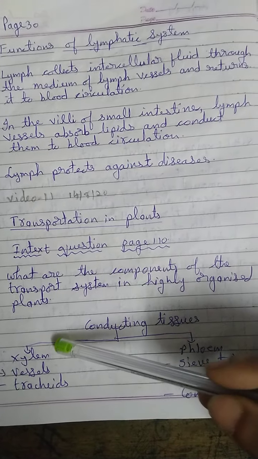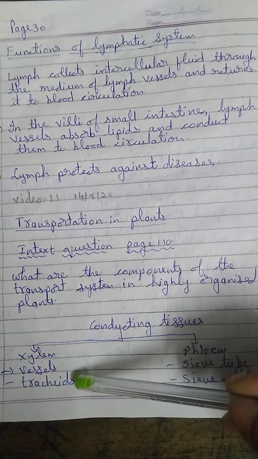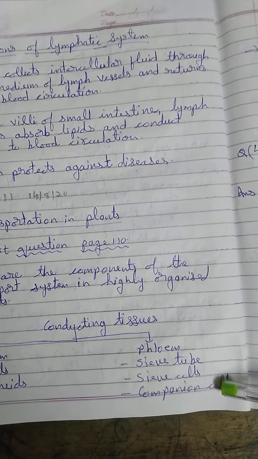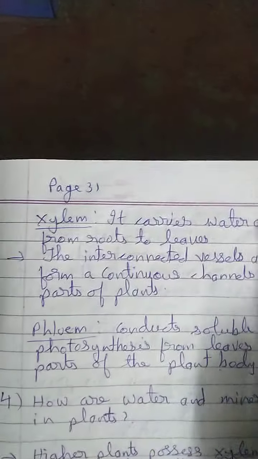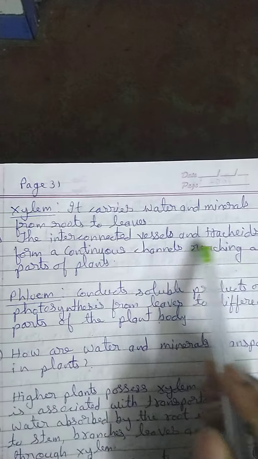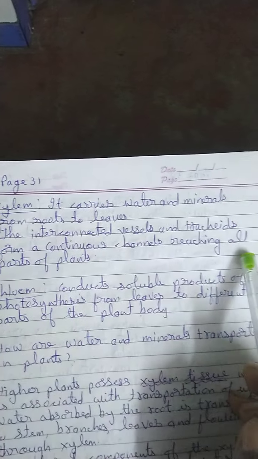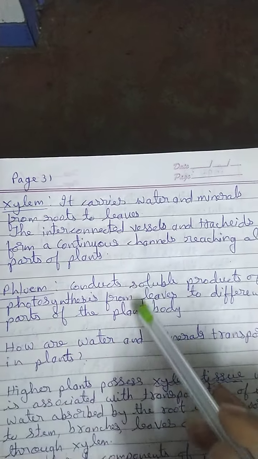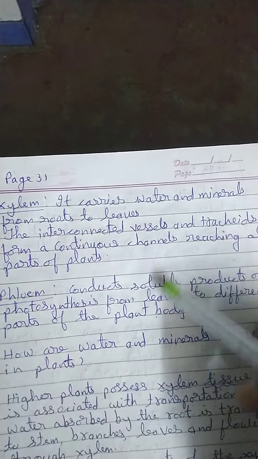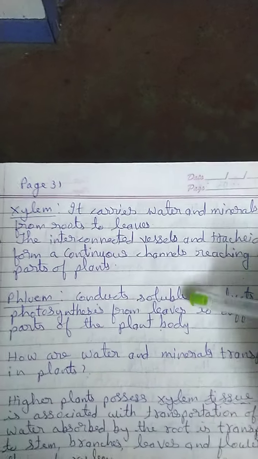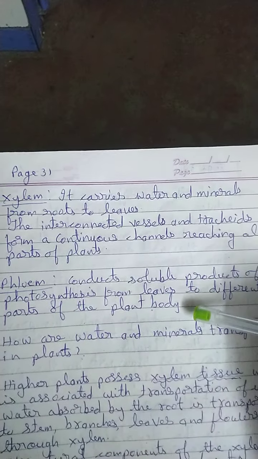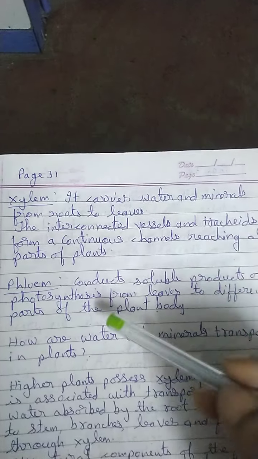The components of xylem are vessels and tracheids, and the phloem has components like sieve tubes, sieve cells and companion cells. So xylem carries water and minerals from the roots to leaves, and the interconnected vessels and tracheids form a continuous channel reaching all the parts of the plant. That means there is a continuous tube from the root up to the leaves. Inside the tube, the xylem components, the tracheids, are there.